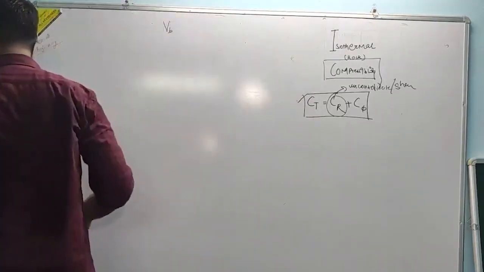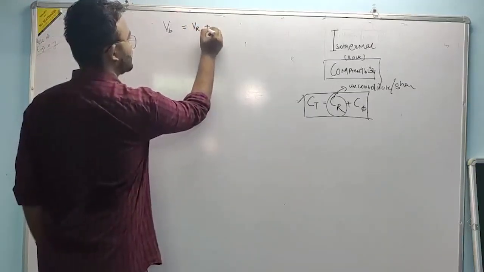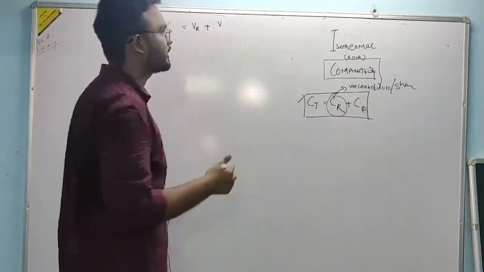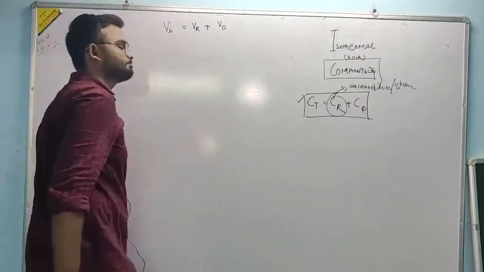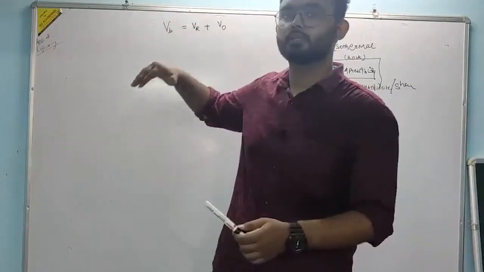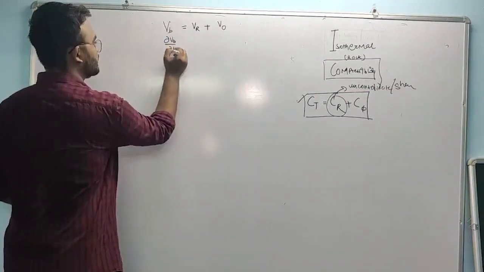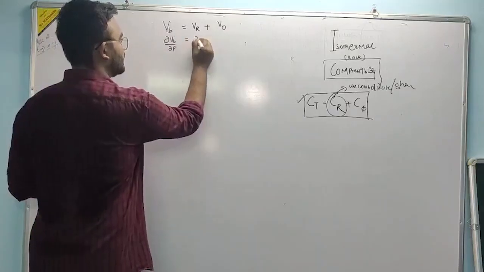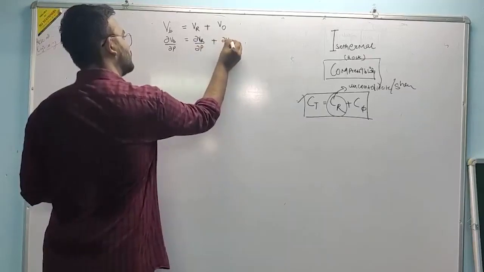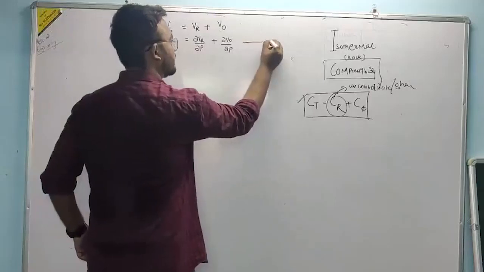Alright. So this is bulk volume. It's V rock plus V pore. Let's say if it's just containing oil, so we'll say V rock plus V oil. Now this equation we will differentiate with respect to pressure: del Vb by del P equals del Vr by del P plus del Vo by del P. Right? And now we give it the equation number 1.